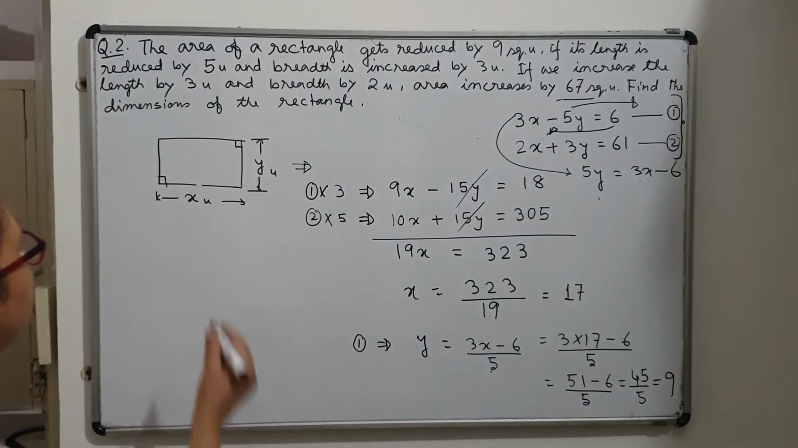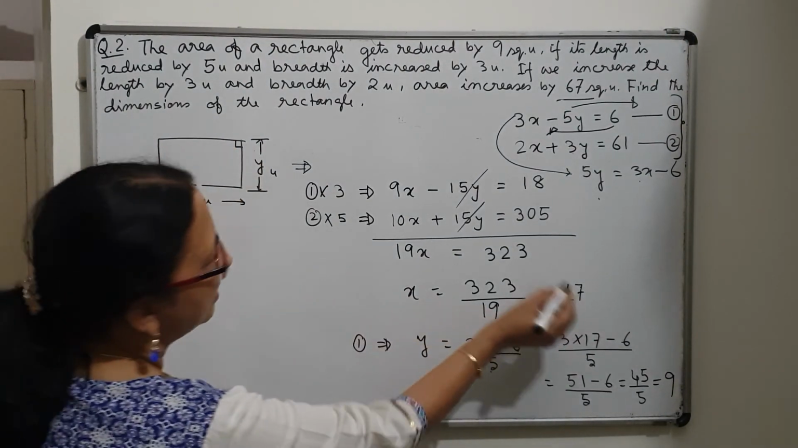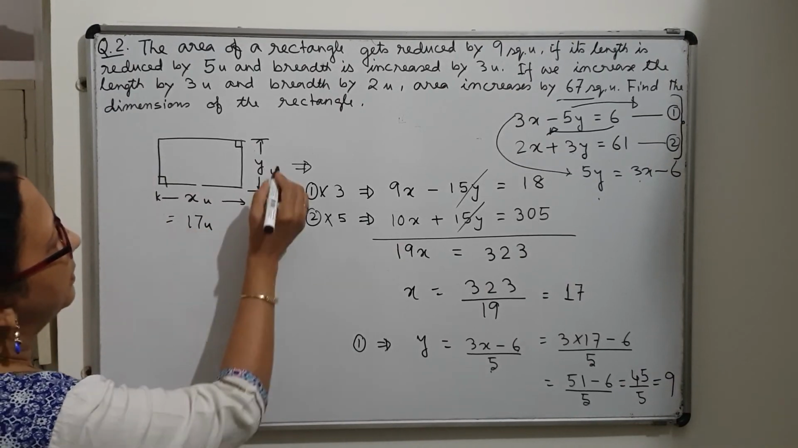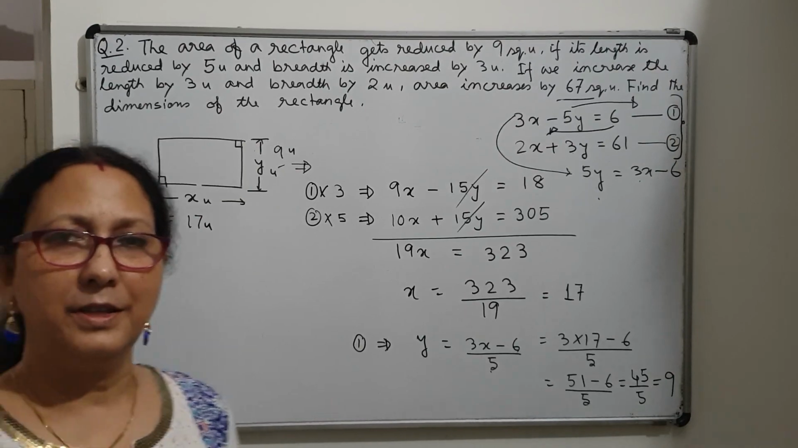So the answers are the dimensions of the rectangle: the length, x, came out to be 17 units and the breadth came out to be 9 units. So these are the answers. Okay, that's all for today.